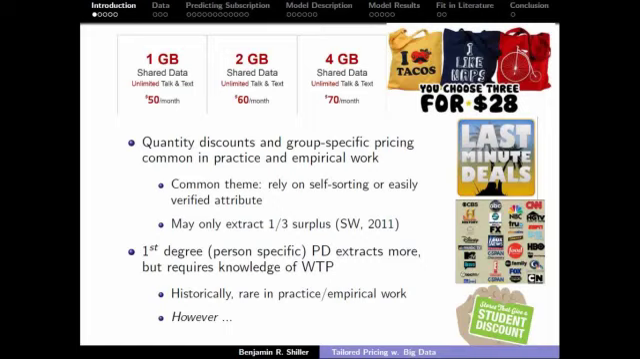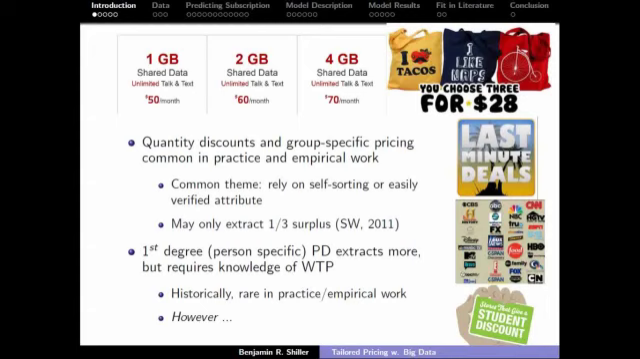Now, while these pricing strategies can raise profits, and presumably do because they're so common, they don't extract nearly as much profit as is theoretically possible. There are different papers that look at this. I had a paper with Joel Waldfogel that looked at MP3s, and we found that these strategies can extract about a third of the theoretical maximum profits. Now, first-degree price discrimination, or person-specific pricing, can theoretically extract full surplus.